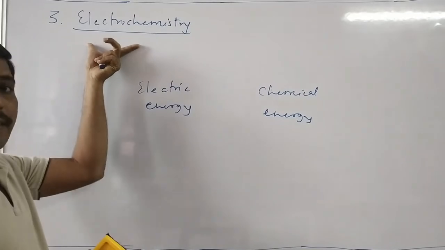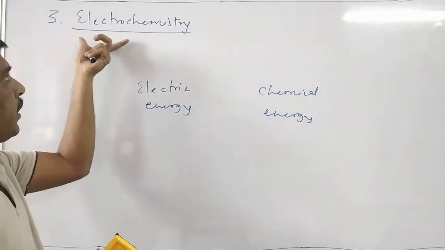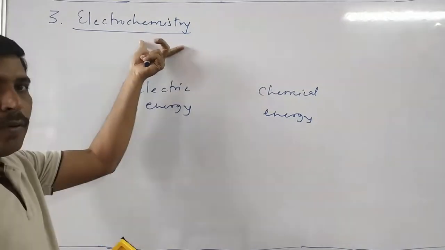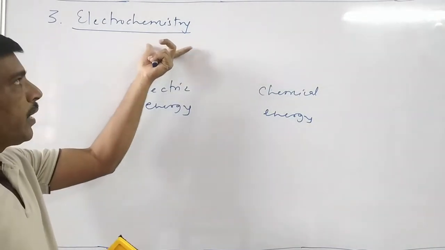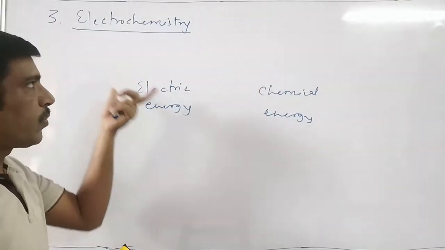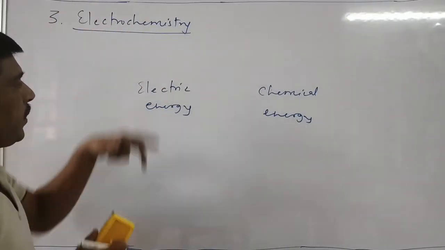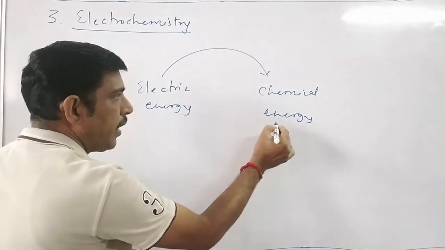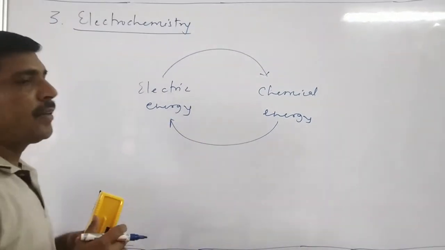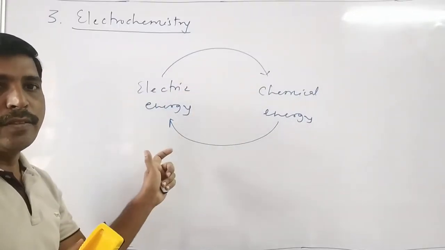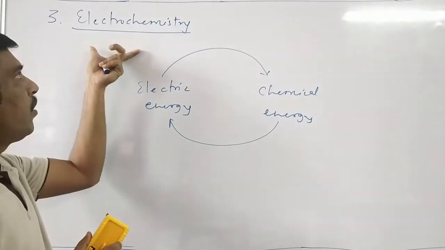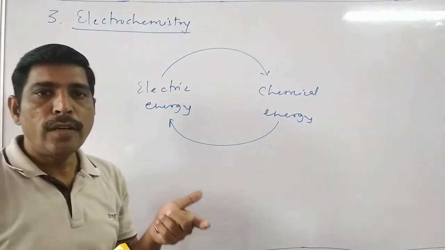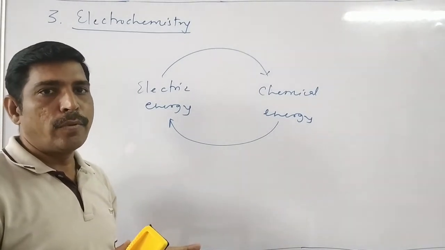This word electrochemistry itself consists of two words: electro relates to electric, and chemistry relates to chemical energy, chemical compounds. So the chemical compounds contain the chemical energy. Then there is the interconversion of electric energy to chemical energy and chemical energy to electric energy. These transformations are studied under the head of electrochemistry. Electrochemistry is widely used in different industrial processes.